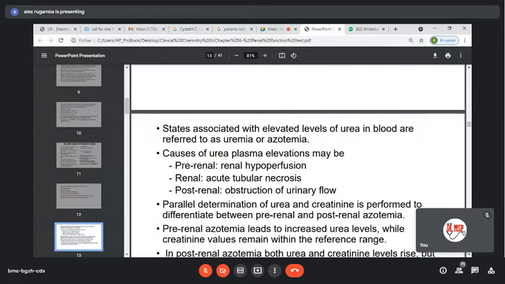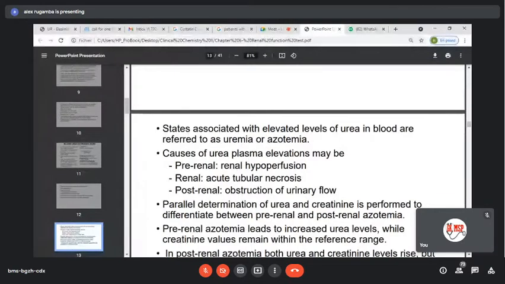So the term for an elevated concentration of urea in the blood is uremia or azotemia. It is called azotemia because of that nitrogen. So the cause of urea plasma elevation may be prerenal, renal, and post-renal.